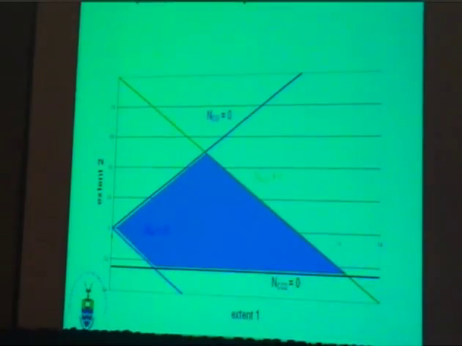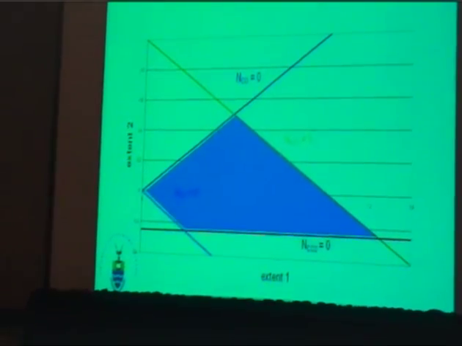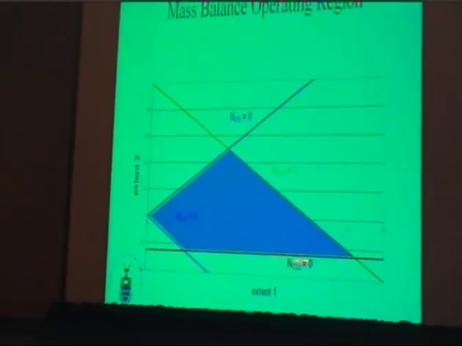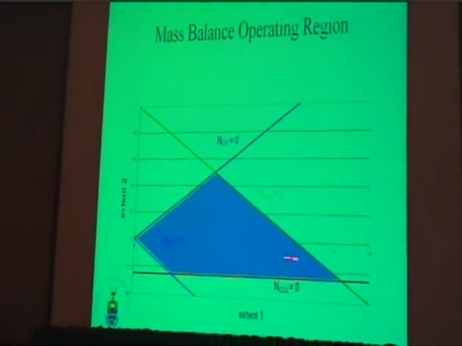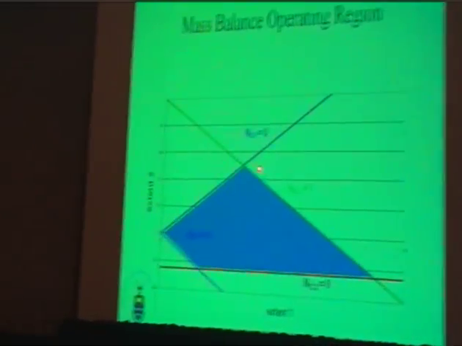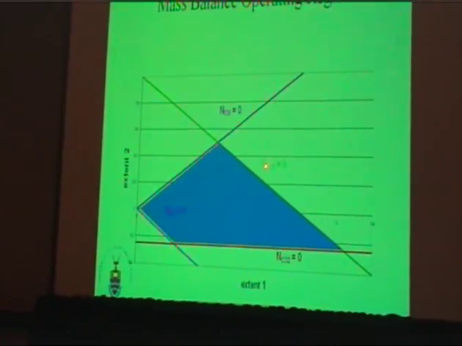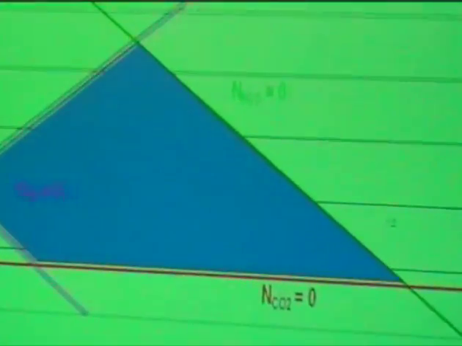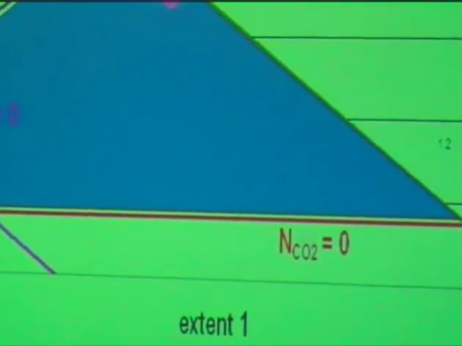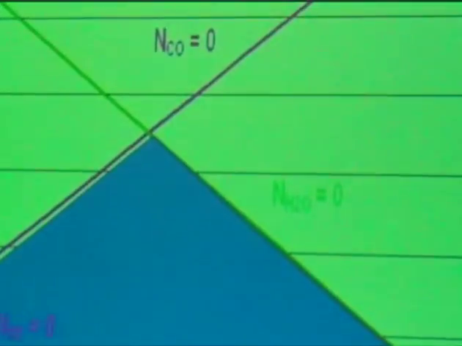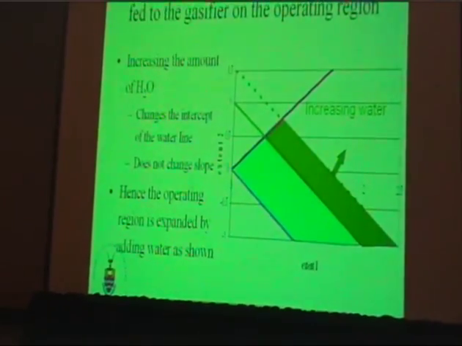So if we now put this on a plot, what we get is the following. This area here, between n_CO2 equals 0, hydrogen equals 0, CO equals 0, and water equals 0, for a particular value of water obviously, is the feasible region. So now we've got some idea of what is possible.